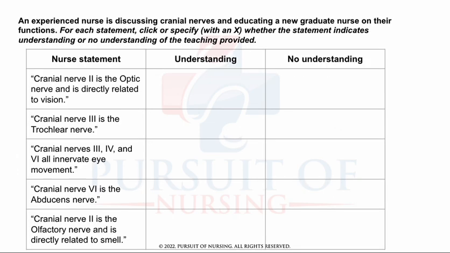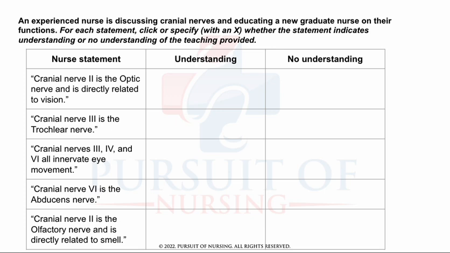All right, this is a matrix multiple choice style question, and this is going to assess your knowledge of physiological integrity. An experienced nurse is discussing cranial nerves and educating a new graduate nurse on their functions. For each statement, click or specify with an X whether the statement indicates understanding or no understanding of the teaching provided. So when you're reading these statements, are they true or are they false?